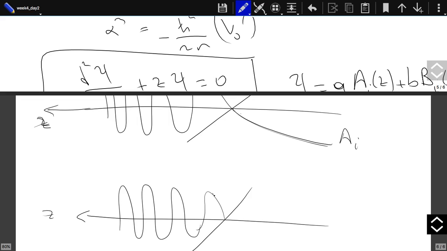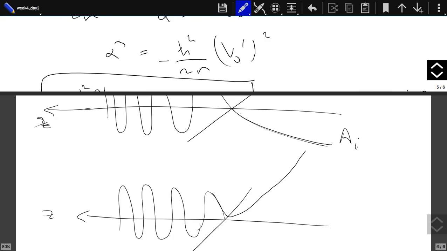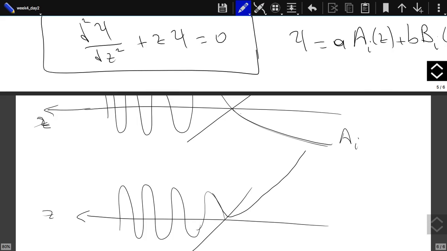And Bi is exponentially increasing. Now, when z is negative, the equation tells you that the second derivative of the function is proportional to the function with a, of course, changing but positive number. Now, if z is positive, then the second derivative is the function itself times some negative number, which itself can be changing, but nevertheless it's negative. So that is the characteristic of an oscillatory solution. So if z is positive, then it is oscillatory.